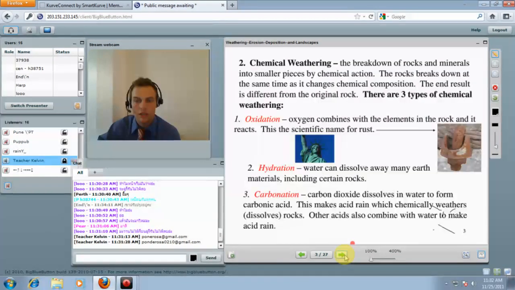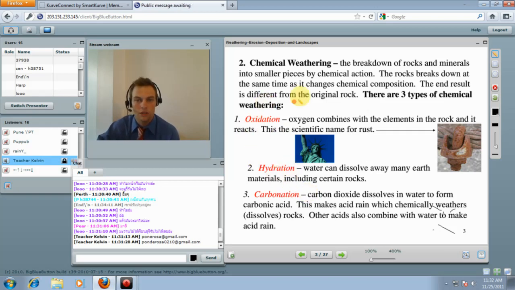So yeah, we got through a lot of material last time, and don't be worried if you don't have all this material committed to memory, but it's important to know there's different types of weathering.